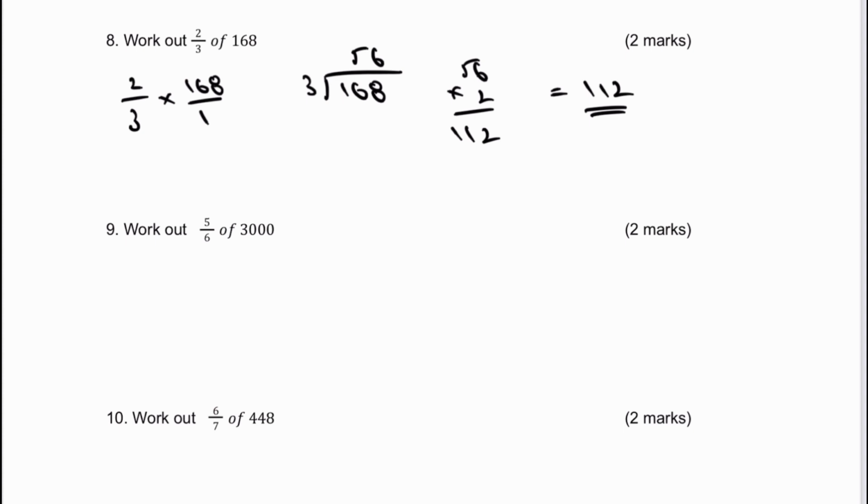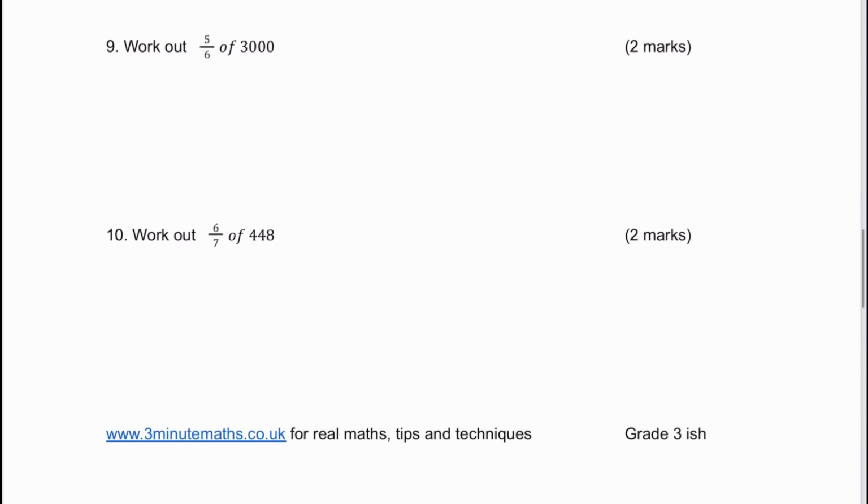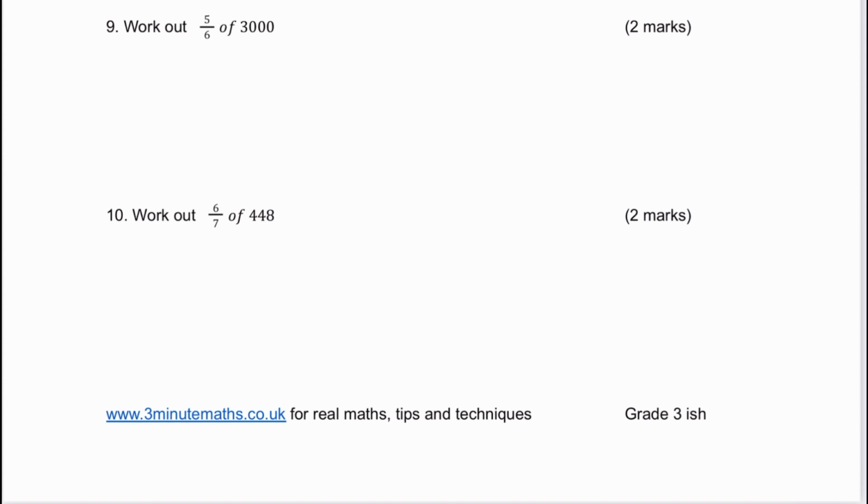Okay, so slightly different way of doing things, but really all of these ways in which you can do these are equally valid. If you wanted to, you could just simply do 2 times 168 and then divide that by 3, but I suspect it's just a little bit easier to divide by 3 first because it's all interchangeable. Okay, let's move on to 5/6 of 3000. Well, again, that really means 5 over 6 multiplied by 3,000. Again, I'm going to divide that by 1.